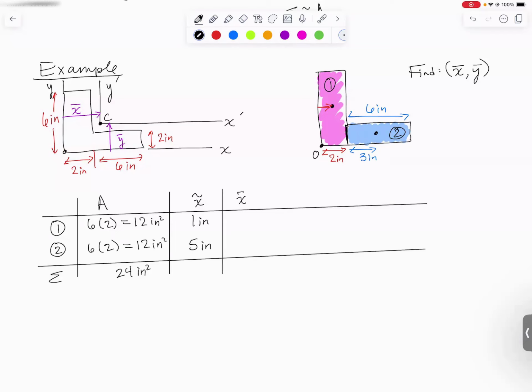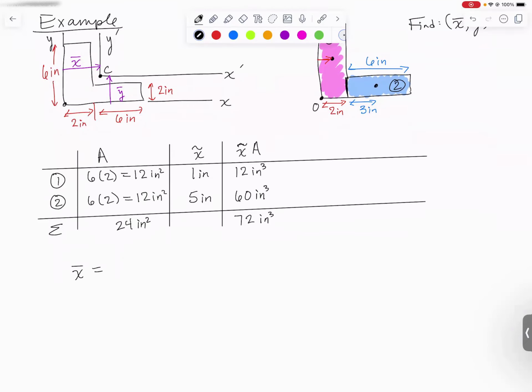Let's make a column for x tilde times the area. So 12 square inches times 1 inch is 12 inches cubed. 12 square inches times 5 inches is 60 inches cubed. And I can sum those and I'll get 72 cubic inches. And now I'm ready to calculate x bar. X bar is the summation of the x tildes times their individual areas over the summation of all the areas, which is 72 inches cubed divided by 24 inches squared. And that comes out to be a nice round 3 inches.